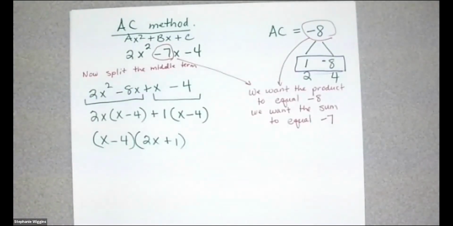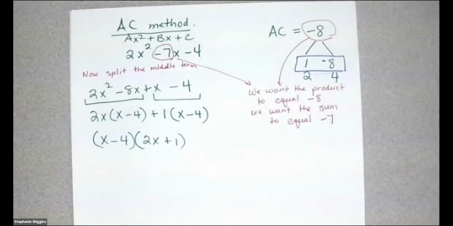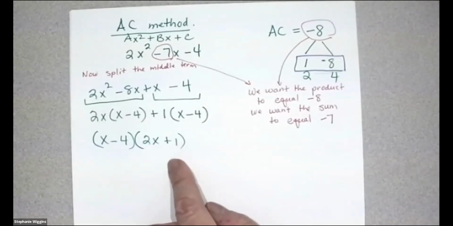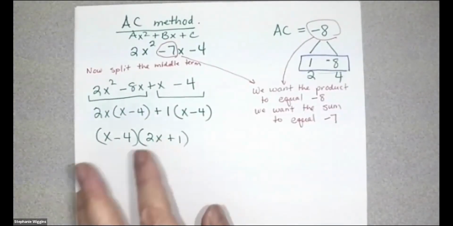If you're rusty on this or you've never seen this method before, you can go to YouTube, type in AC method factoring, and you'll get tons of videos with this method and how to do it. So if you want to try some other examples, go take a look at that. Or if you're comfortable factoring quadratics your own way, then don't change your method. I didn't really discover this method until I was almost 50.